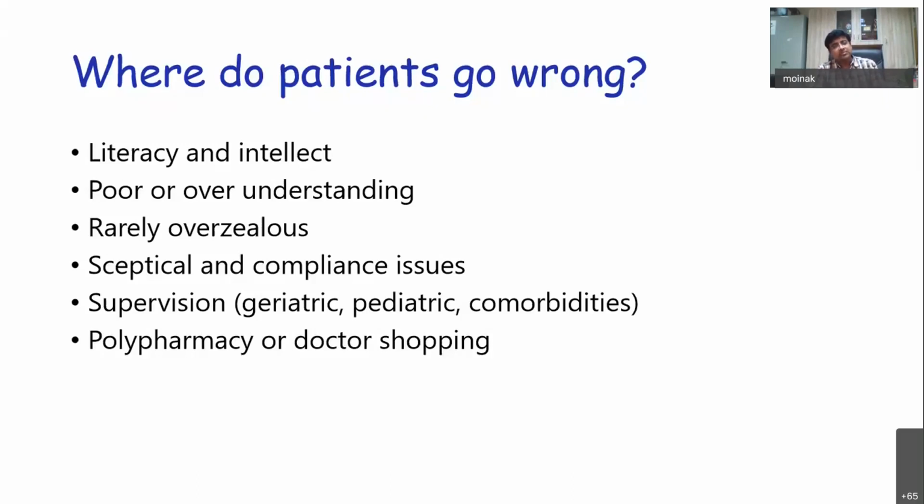Supervision. Sometimes patients are not supervised, especially children and old age patients, so what drug they are taking may be a major issue. Comorbidity. If there's a debilitated patient who cannot get up from the bed, taking the medication becomes a major problem. Polypharmacy and doctor shopping. Patients may go from one doctor to another, merge the prescriptions, and that is where things go wrong.